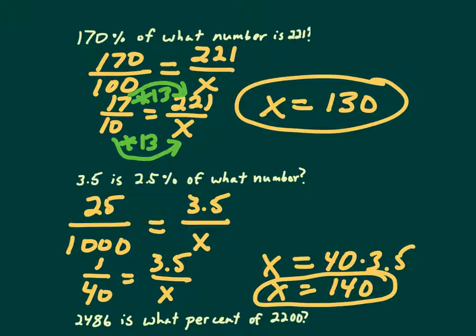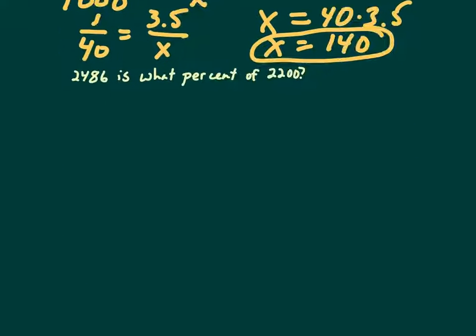And read it back into the problem. 3.5 is 2.5% of 140. Remember, 1% of 140 is 1.4. So it certainly sounds like a good amount there. All right, and let's just move up, and I'll remember to turn the recording on this time. Actually, I still got it on. 2486 is what percent of 2200?